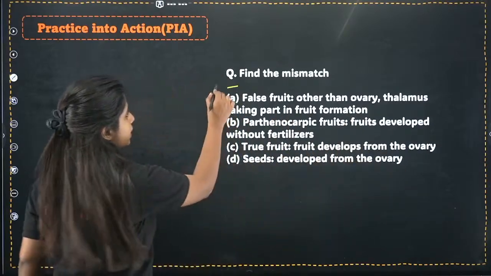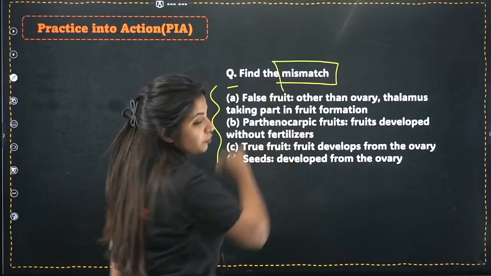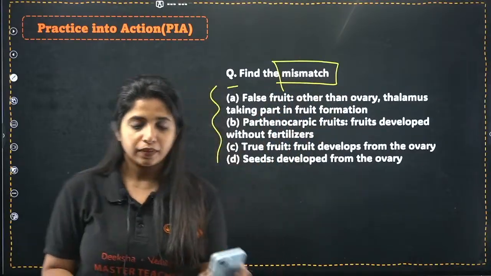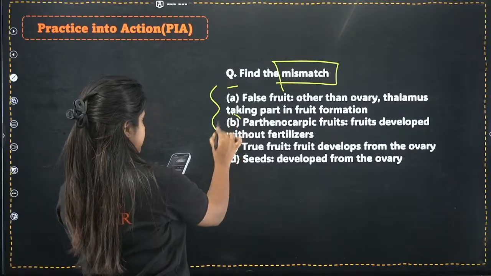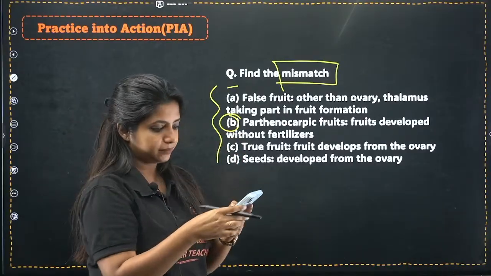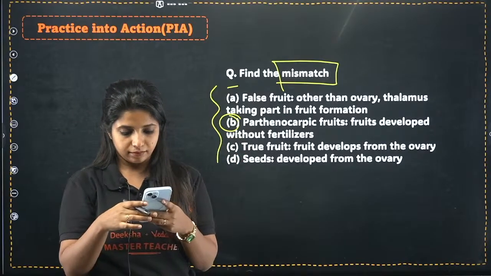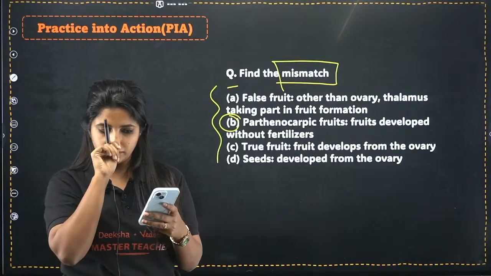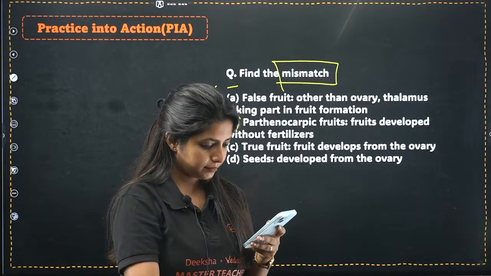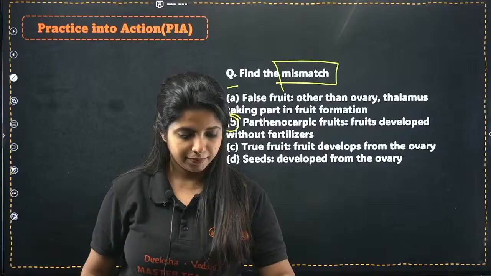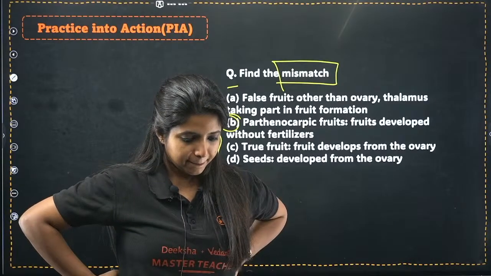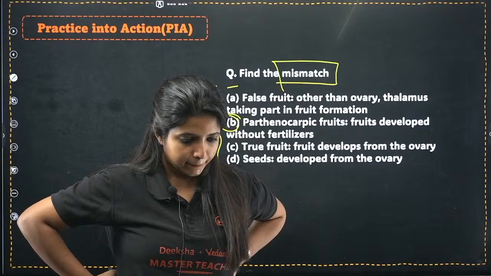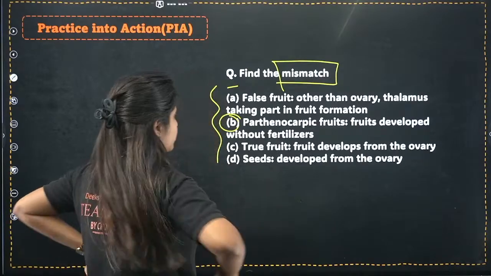What do you think is the answer for this? You have to find the mismatch. B is the answer. Amlu says B is the answer. Okay, what about others? What about others? B. Suvarna also says B.